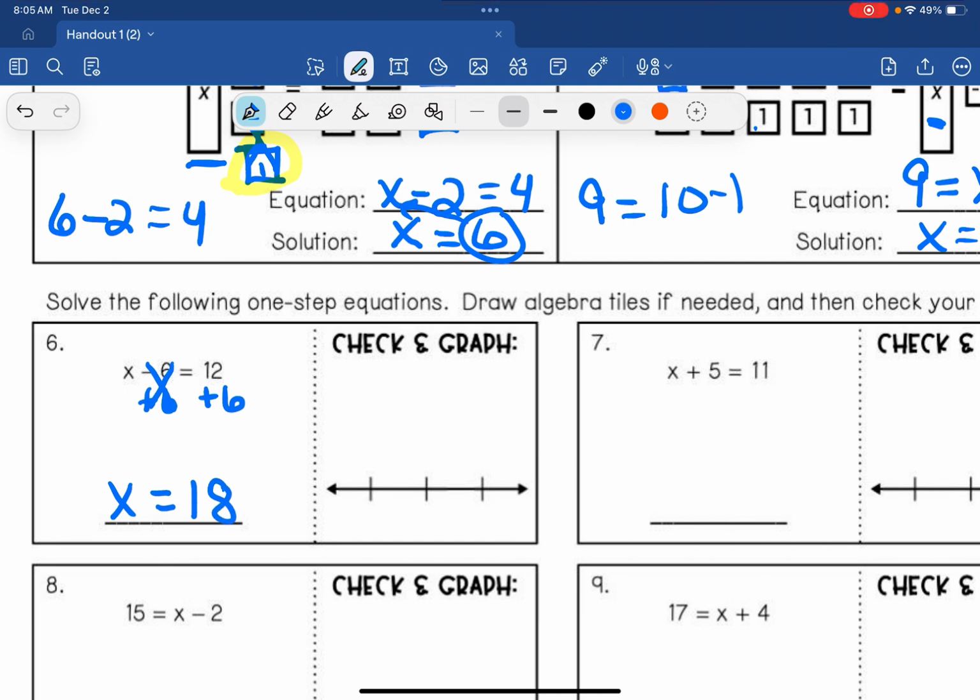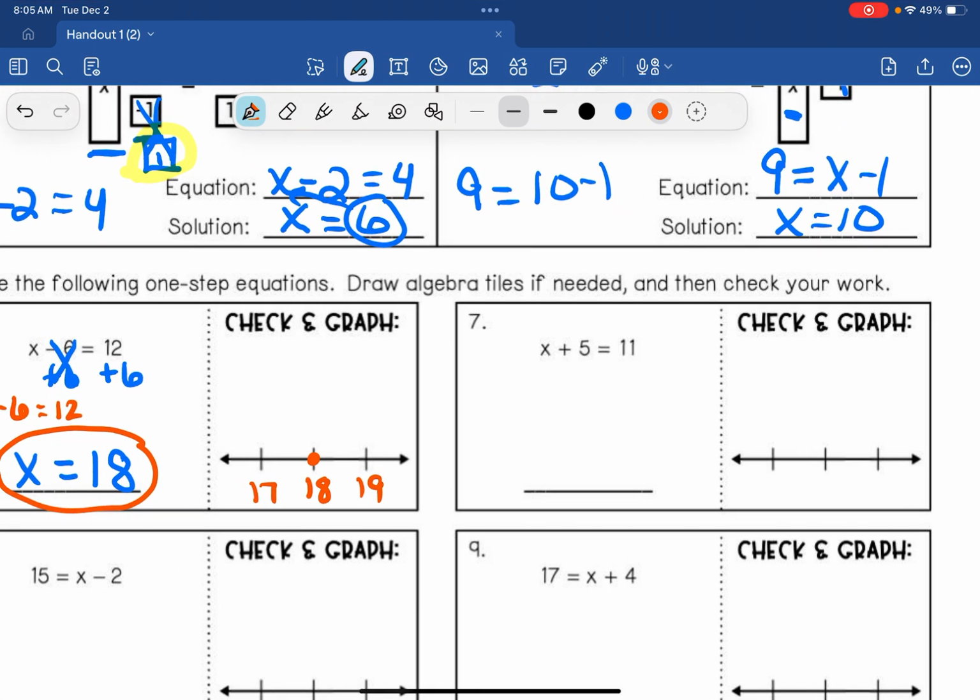And then I can go ahead and check it, make sure I did it correctly. And if I do 18 minus 6, is it indeed going to equal 12? So I know I solved it correctly, so x is equal to 18. And then you could draw it on the number line if you wanted to here. We have 18, 17, 18, 19.